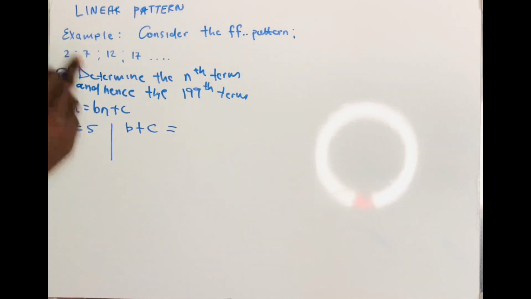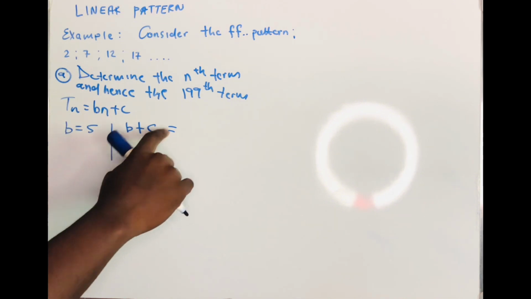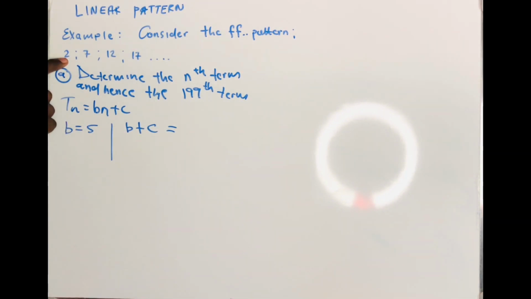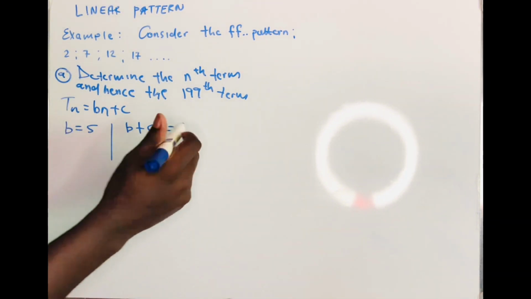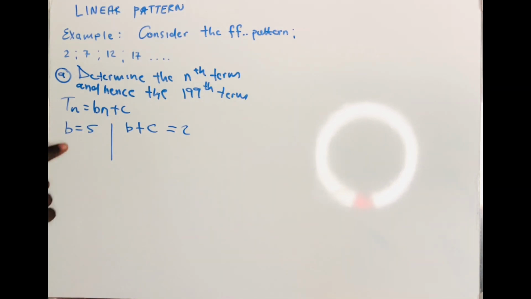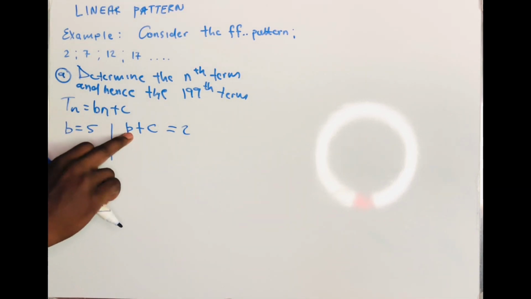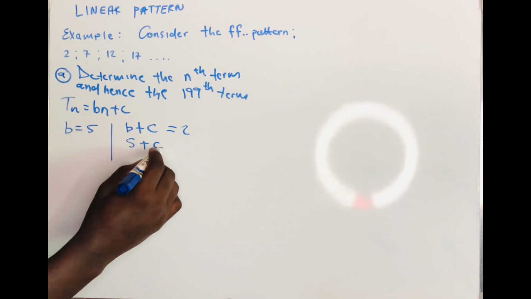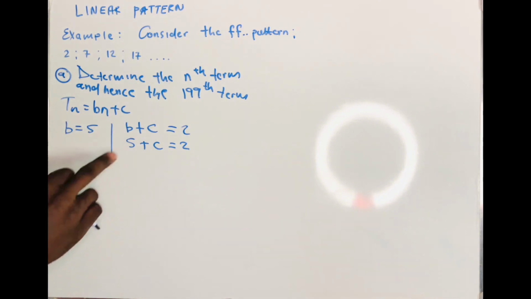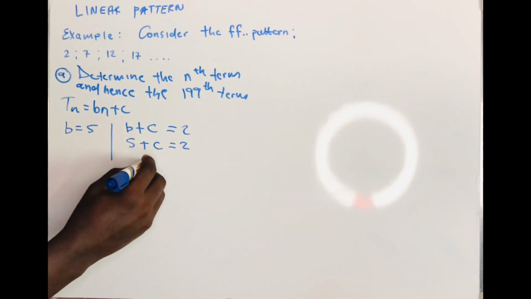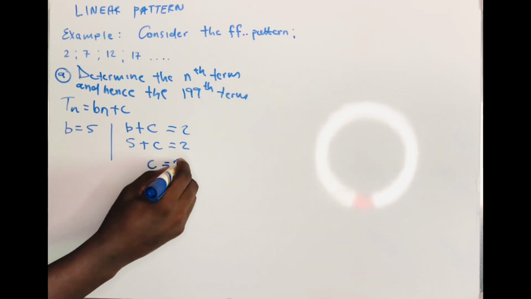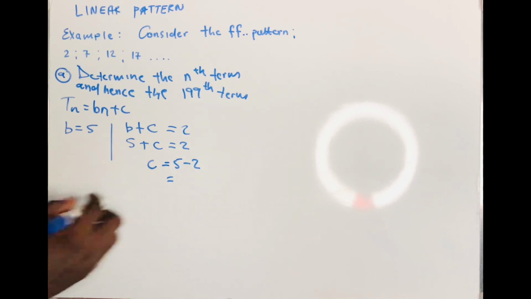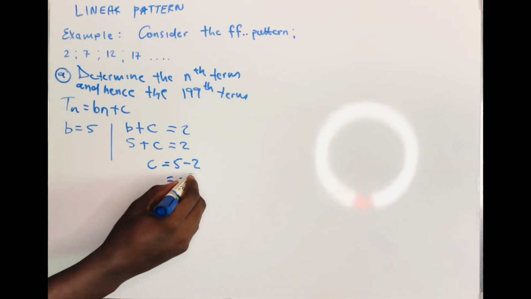And then C, we find C by saying B plus C is equals to the first term. If we add B and C should give you what? The first term. What's the first term? The first term is 2. B plus C is equals to 2. But we know that B is equals to 5. Then we can substitute 5 here. And then we have 5 plus C equals to 2. And then we take the 5 to the other side. We left with C equals to 2 minus 5. And then that gives you what? A negative 3.